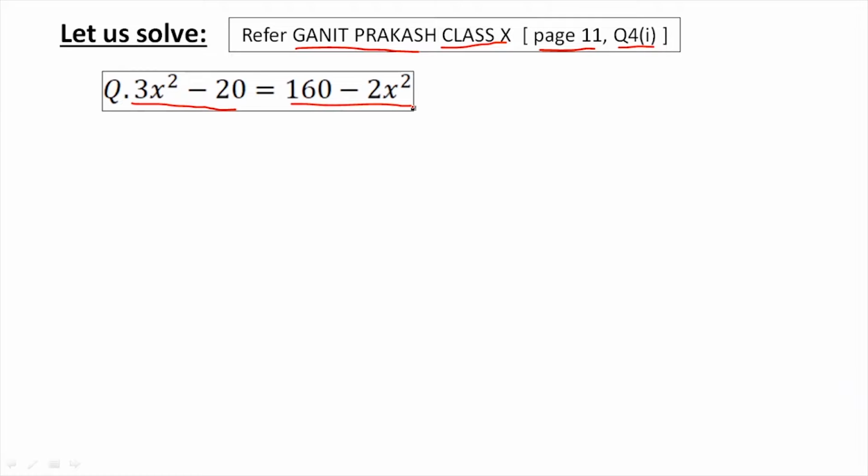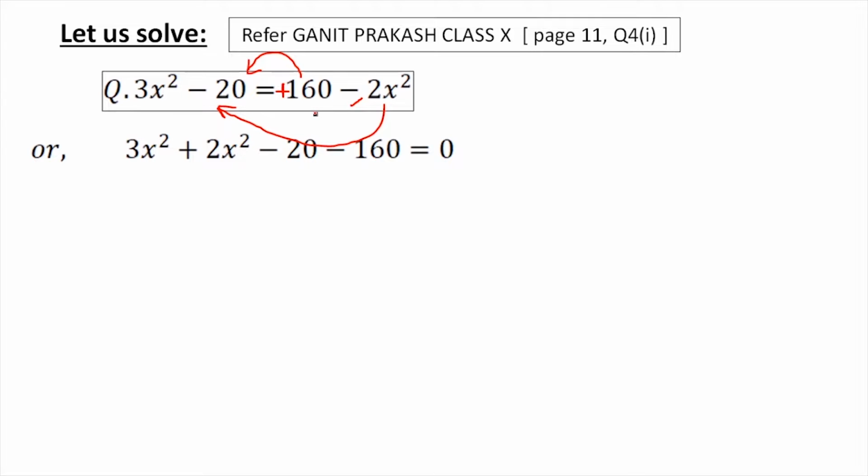While solving a quadratic equation, what you do is you bring all the terms on the left hand side. So you will bring 160 on the left hand side, and you'll also bring 2x square on the left hand side. While bringing 2x square on the left hand side, the sign is minus, so it changes to plus. Here the sign of 160 is plus because there is no sign, which means it is a positive 160. So when you bring it onto the left hand side, it becomes negative 160. So this is what you get.